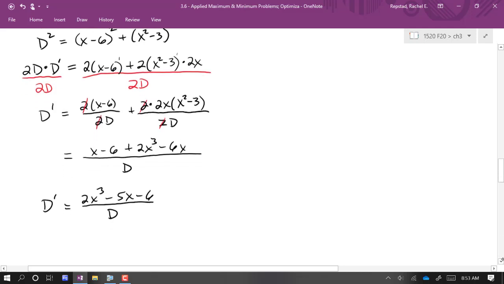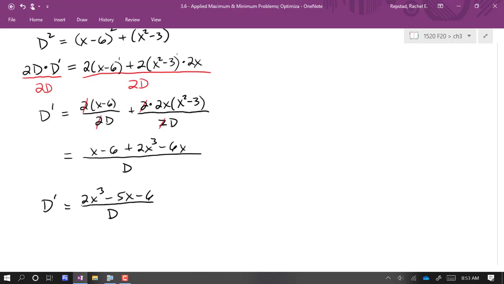Now, we have d prime written in terms of both x and d, and that might seem a little bit bothersome, but it actually isn't a problem at all. We're trying to minimize the distance. So we know that we're interested in where d prime is equal to 0. First of all, d is always positive. It's that distance, right? So not only is it always positive, it's never 0. So there's no domain problems here. d prime will never be dividing by 0.